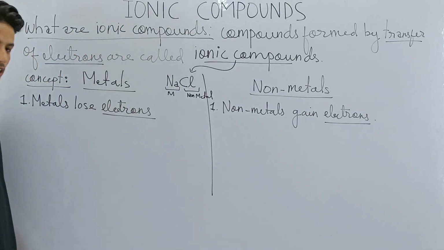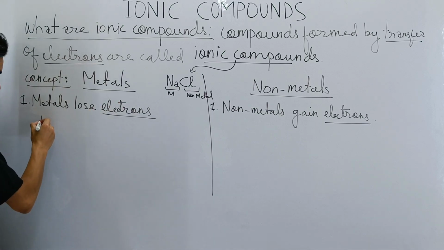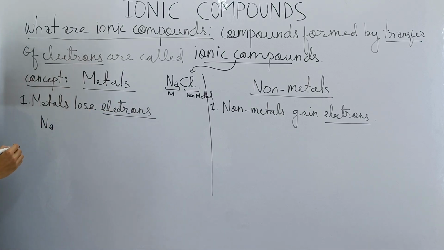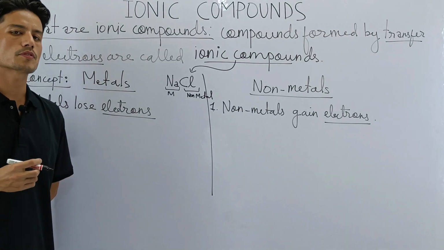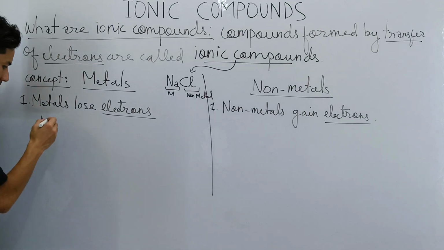All right, still not clear? Now see, I'll explain to you. So sodium, the metal part, let's write here sodium. What is the atomic number of sodium? Atomic number of sodium is 11. Okay, remember, atomic number of sodium is 11.